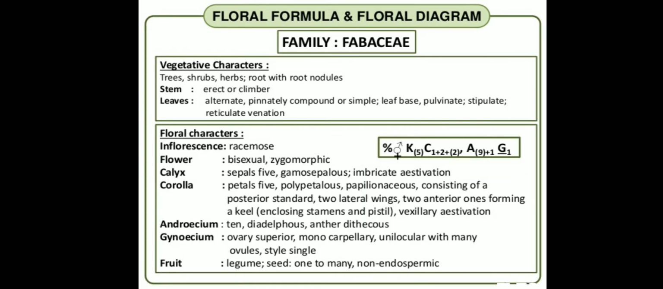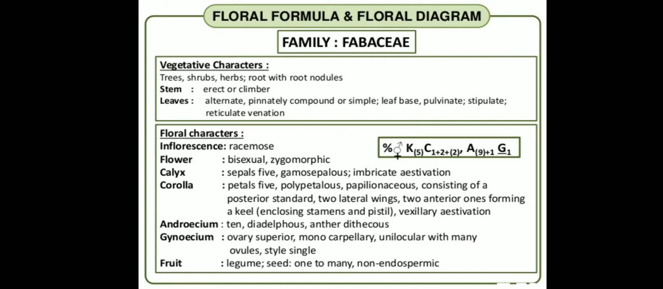So here are the vegetative and floral characters of family Fabaceae. What are the vegetative characters? These may be trees, shrubs, herbs, and roots with root nodules. Stems are erect or climber. Leaves are alternate, pinnately compound or simple, leaf base pulvinate, stipulate, reticulate venation. You don't have to remember all of these things. You have to know about the floral characters, and then their diagram.